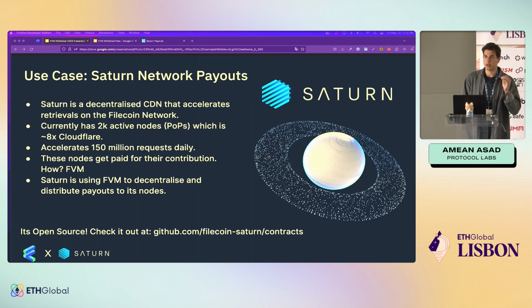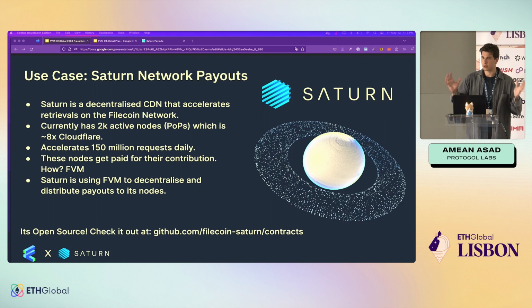Because that's what we expect. We expect to deliver the same experience as Web 2 for Web 3, which means we need to have really fast retrievals, and that's why Filecoin Saturn exists. And Saturn is an absolute monster. We currently have 2,000 nodes. That's 8 times more than Cloudflare, and we serve around 150 million requests every day.